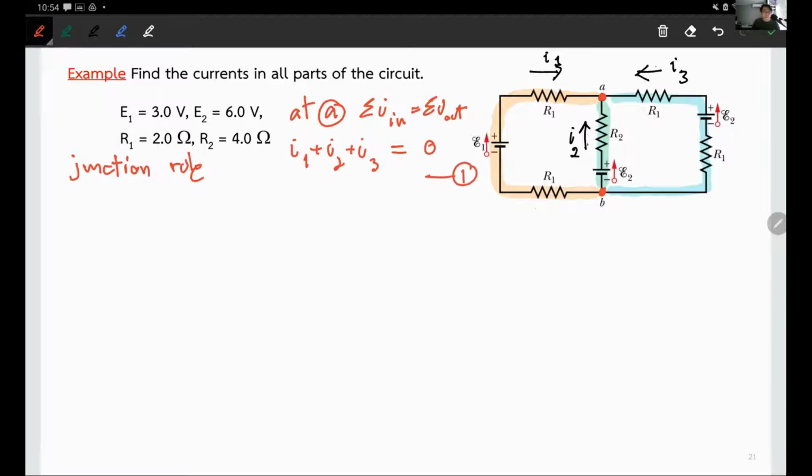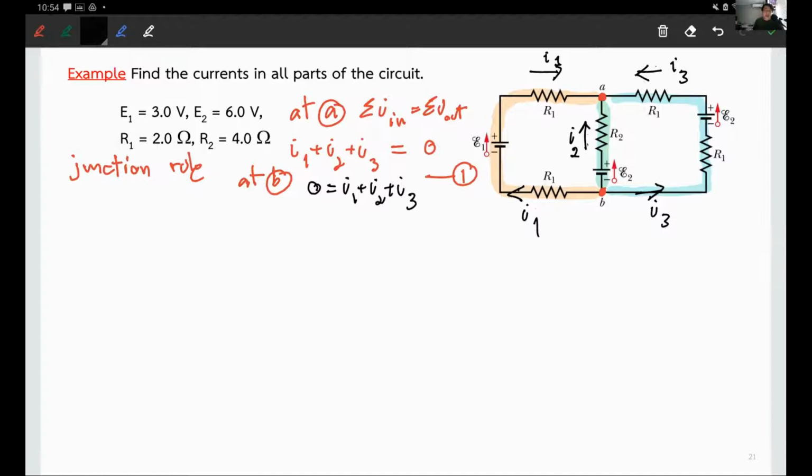You guys with me? But if you look at the junction at B, you're going to get the same equation, because at junction B, the I1 is actually going to come out. I2 comes out. I3 also comes out. So you're going to get 0 equal to I1 plus I2 plus I3. Anyway, same equation. Doesn't matter. Pick one junction.